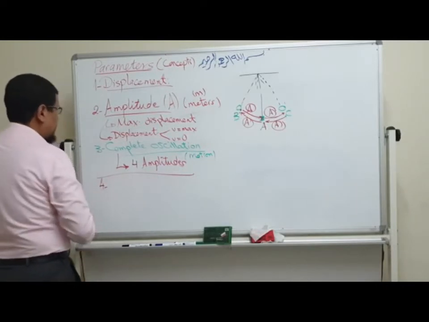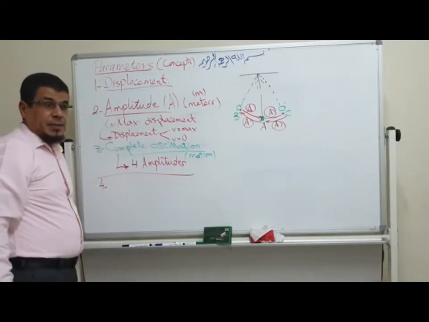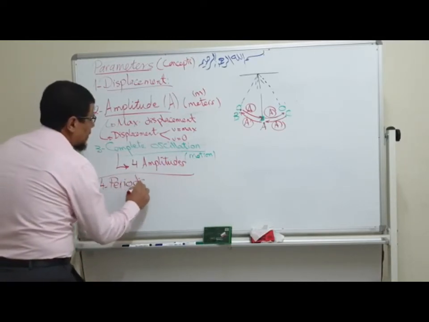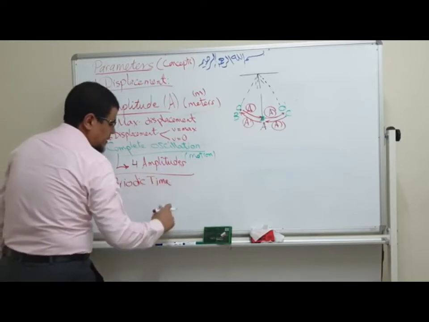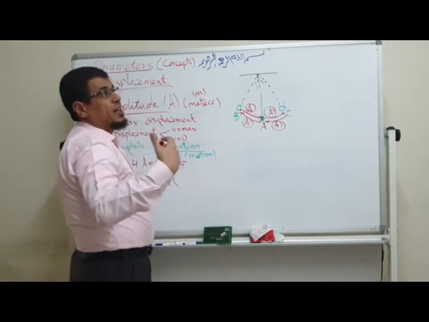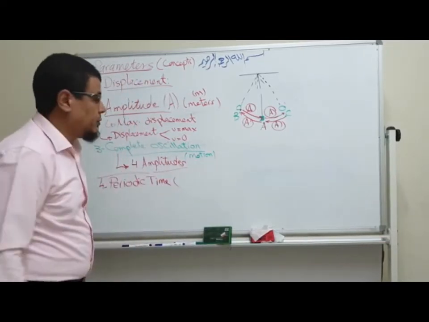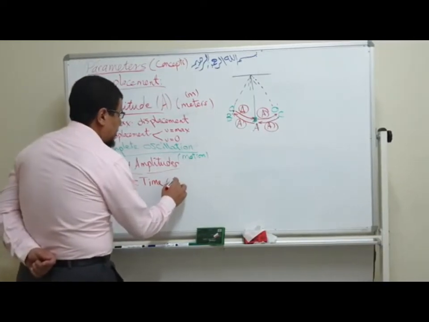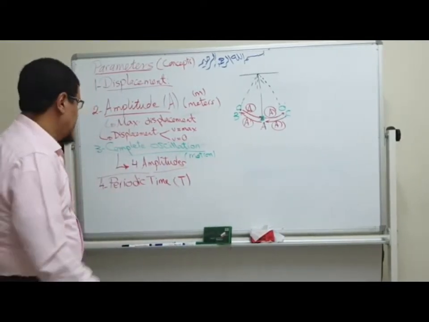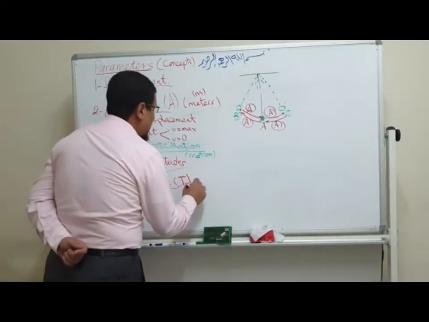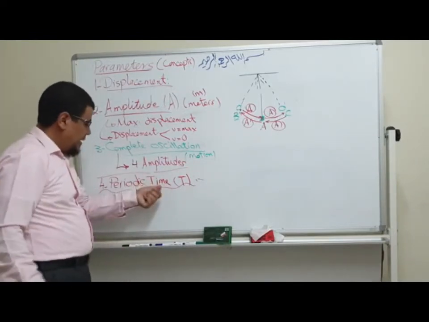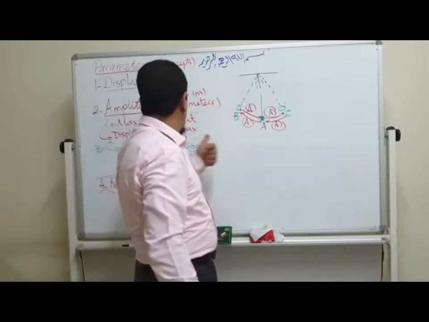Number 4, we have another parameter, which is the periodic time. Periodic what? Time. So when I want to define it, or explain it to anyone, firstly, its symbol is capital T. Look here, it is very easy to know that the periodic time is the time taken to make a complete oscillation.